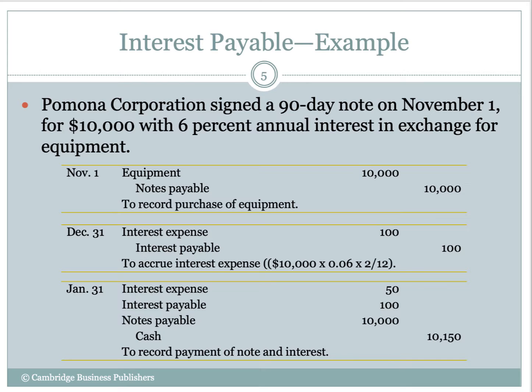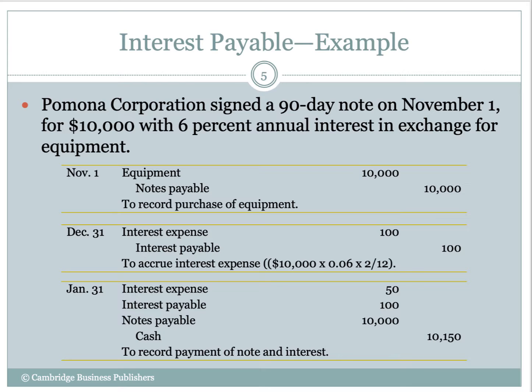That's very important, as long as you understand the principal amount times the interest rate times time, okay? So we recognize $100 of interest expense, and we say we're going to pay this in the future, so it's an interest payable, okay? So on January 31st, that's the end of this note payable, the note has come due, and we need to pay this company.